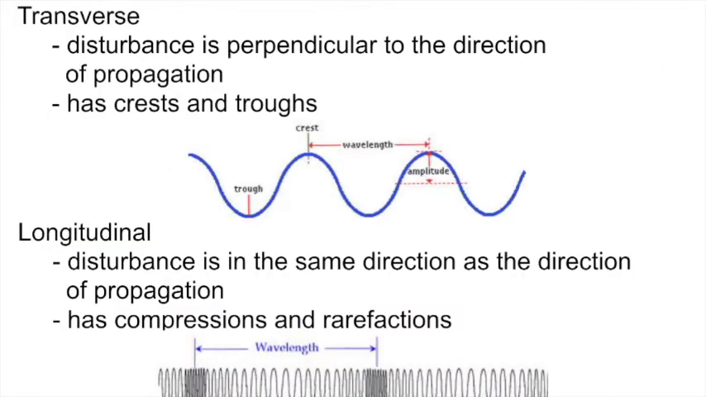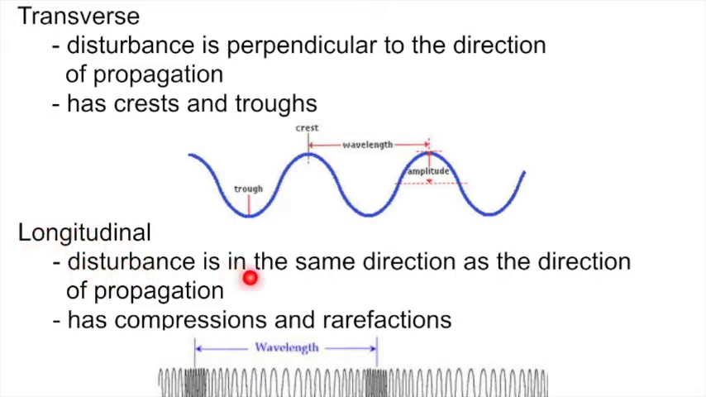There are two basic types of waves, the first type being transverse. Transverse is where the disturbance creating the wave is perpendicular to the direction of propagation, meaning we disturb this slinky this way and the waves move in this direction. As we can see in this transverse wave, there are many characteristics. The top part of the wave is called the crest, and the bottom part of the wave is called a trough. The second type of wave is a longitudinal wave.